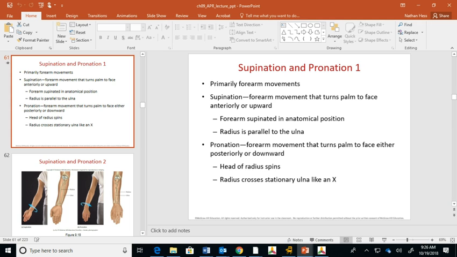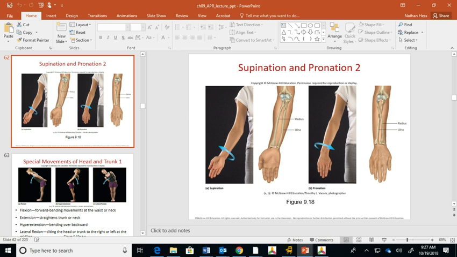What bone is rotating for us to do this? The radius. The radius is rotating on the ulna for us to do this. There is a pronation and supination of your foot, but we call it different words, so we'll come back to that later. Okay, pronation, supination.